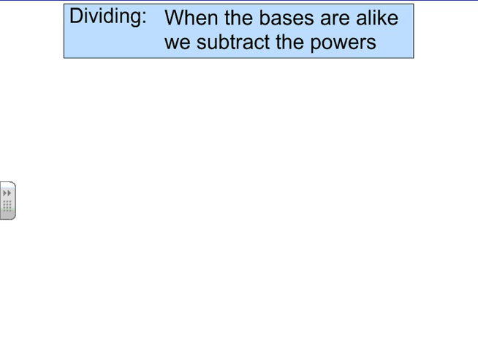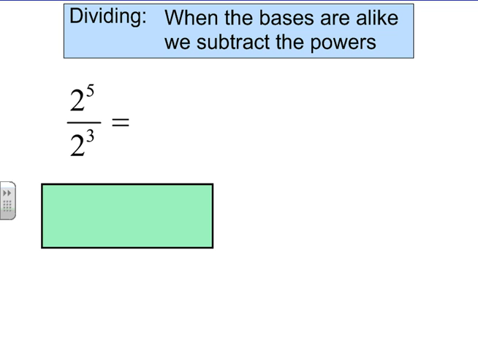Now, when dividing, when the bases are alike, we're going to subtract the powers. So here we have a problem, 2 to the 5th divided by 2 to the 3rd. So if we follow our rule, which is keep the base and subtract the powers, the exponents. So 5 minus 3. Well, 5 minus 3 is equal to 2. So we have 2 squared. So that would equal 4.